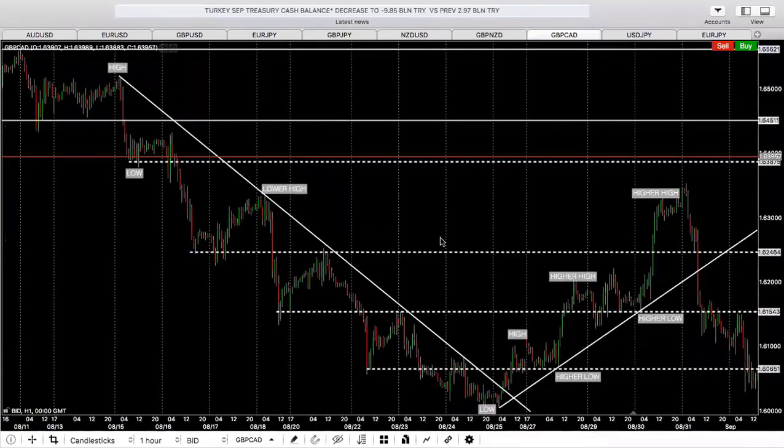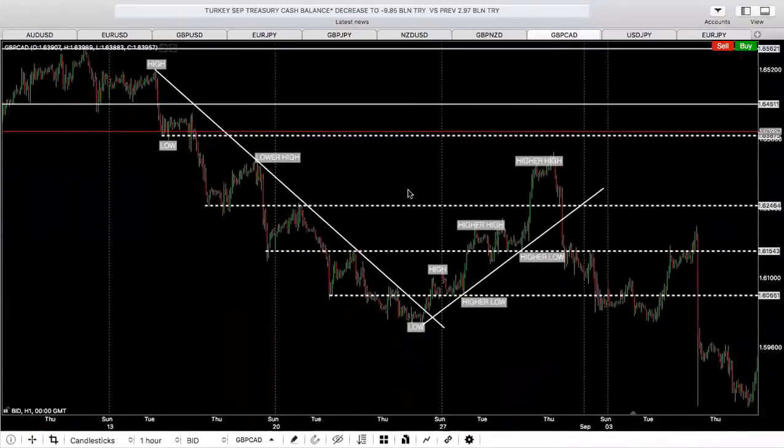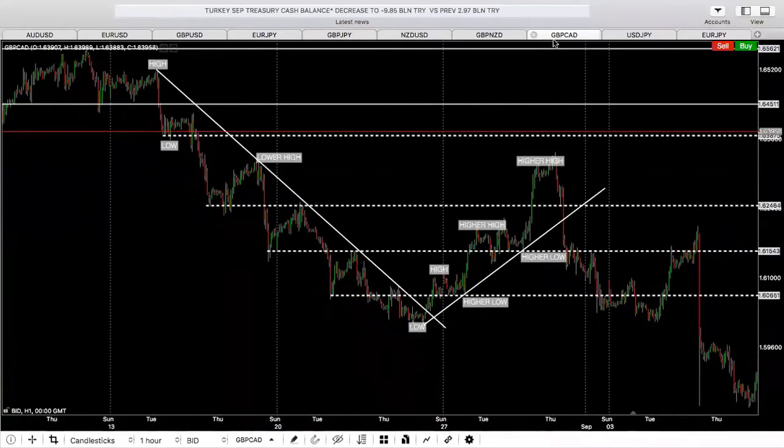Okay, very, very simple over here. So go look on different pairs. You guys can come back right to this pair as well, GBP/CAD, or you guys can go to any currency pair that you guys love to trade.